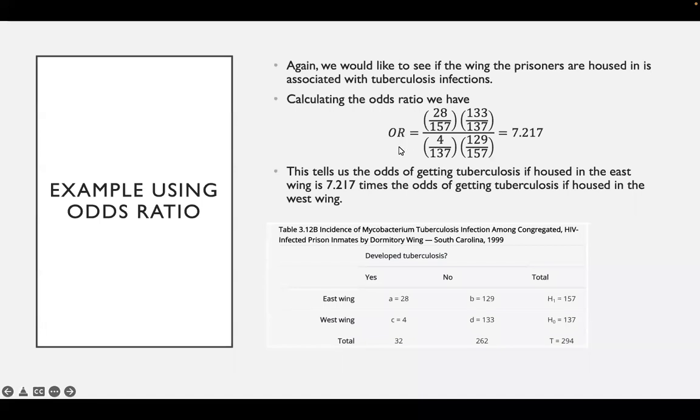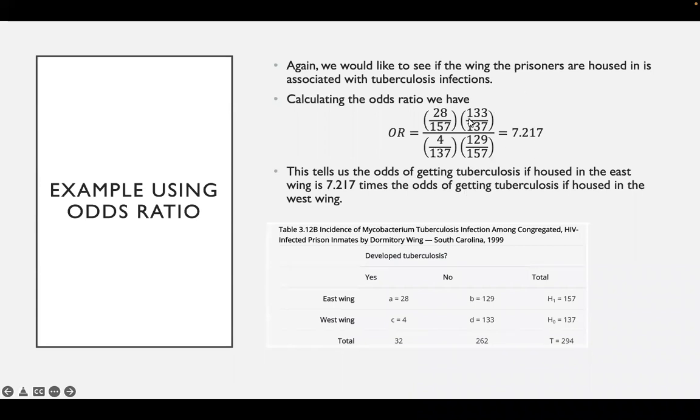So doing this, we have the odds ratio is equal to 28 over 157 times 133 over 137, all divided by 4 over 37 times 129 over 157. And that gives us an odds ratio of 7.217. There is an easier way to do this. To find this odds ratio here, you just take this A entry, multiply it by the D entry, and then divide that by the C entry times the B entry. And if you do that, you still get 7.217.